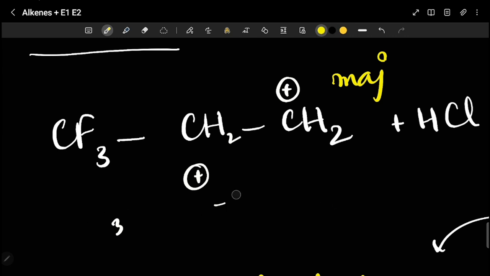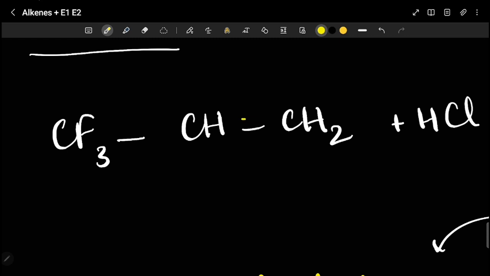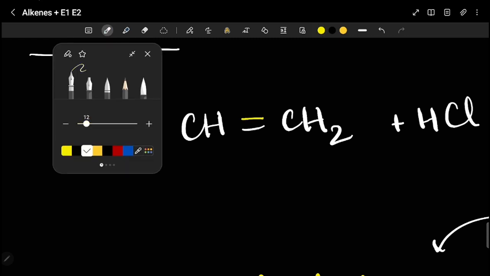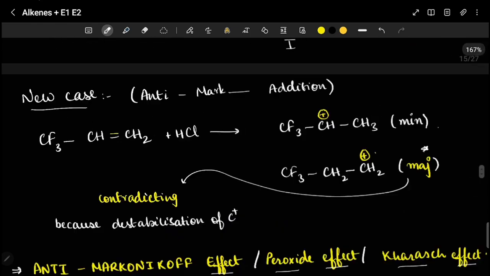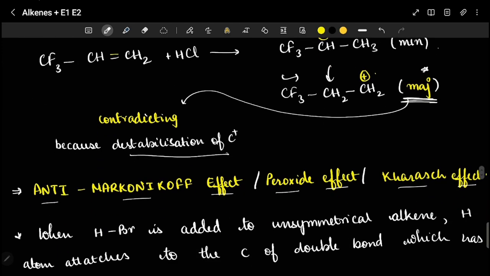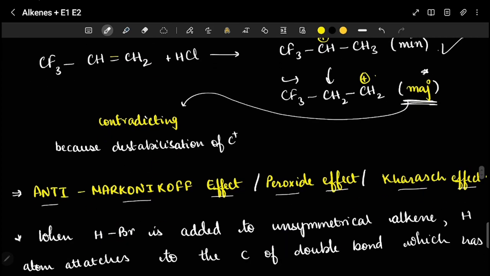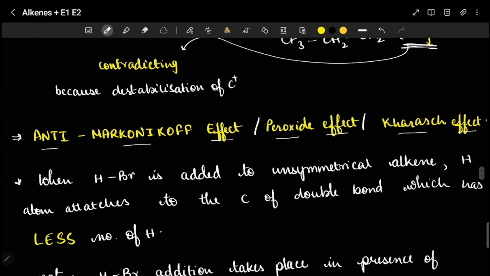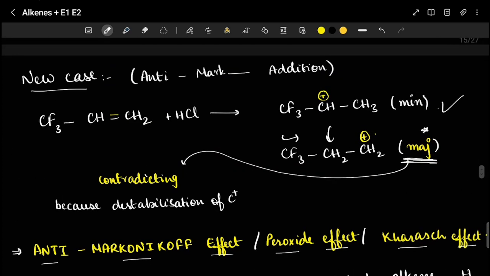Let's come back. The hydrogen went and attacked where there are fewer carbons because of the presence of a minus I group. So this will be a major product because of the inductive effect, because of destabilization of the carbocation. Here the carbocation is less stable according to Markovnikov's rule. So that is why we got a new rule called the anti-Markovnikov effect. So here you can directly see that because of minus I groups, anti-Markovnikov addition takes place because it is anti.